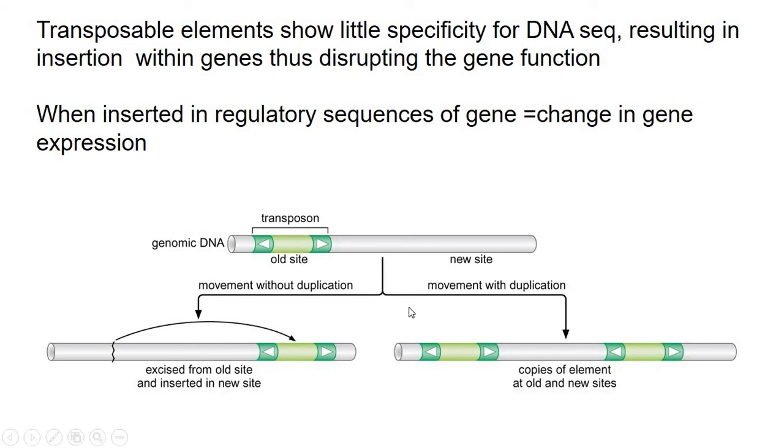Another way of transposable element movement is by duplication, where the element duplicates itself and then gets inserted into a new site. This leads to a net gain of DNA, or the genome size increases.